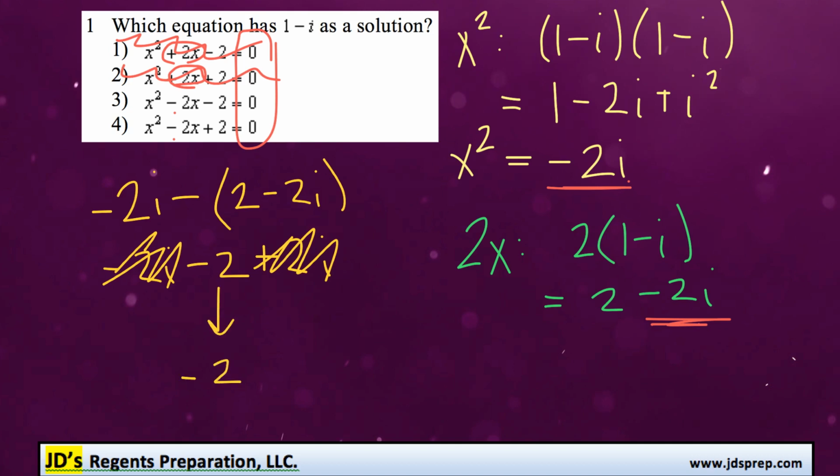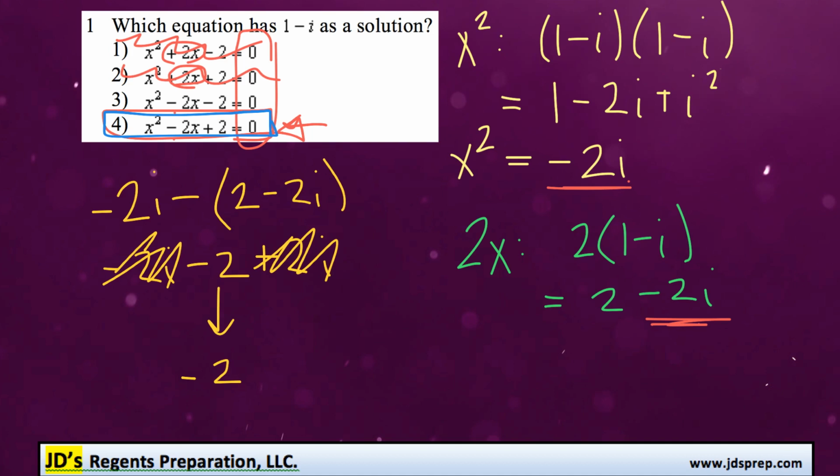So if we want to end up with a result of 0, obviously we would have to add 2 to negative 2. And so we can see out of the four options, the one that adds 2 to x squared minus 2x is option number 4. So that is our correct answer.